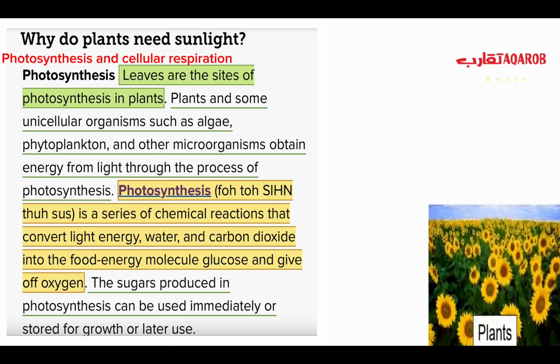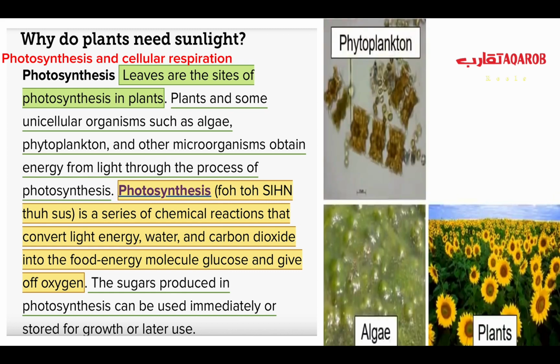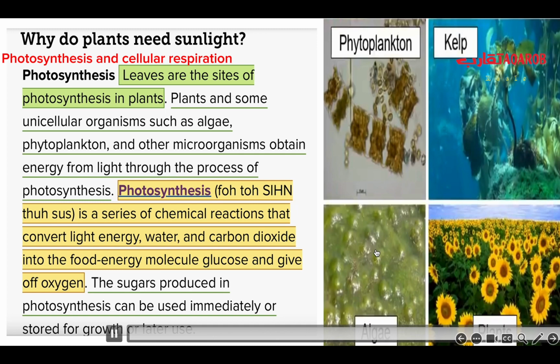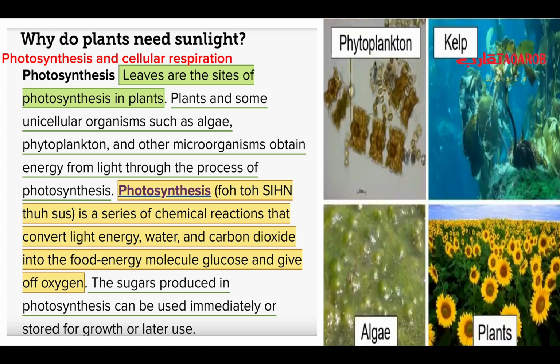So as you watched the video, leaves are the sites of photosynthesis in plants and some unicellular organisms such as algae, phytoplankton, or other microorganisms like kelp, which obtain energy from sunlight through the process of photosynthesis. So photosynthesis is a series of chemical reactions that convert light energy, water, and carbon dioxide into the food energy molecule glucose and give off oxygen. So again, the site of photosynthesis is the leaves of the plants.